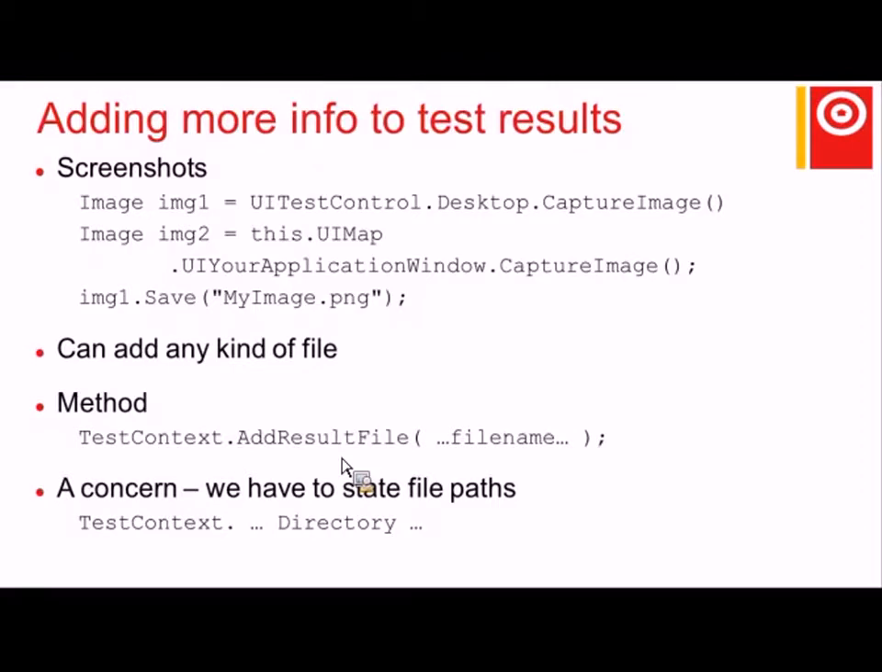A way of preventing that is, as in the second line there, use the UI map. Use a subfield of the UI map and capture the image of that. And then we just call the save method of the image class and name the file, and we have to name the file type that we're saving as. But we can create files of all sorts of types.